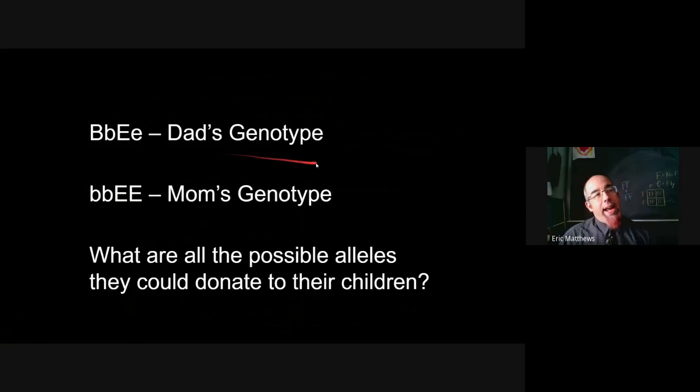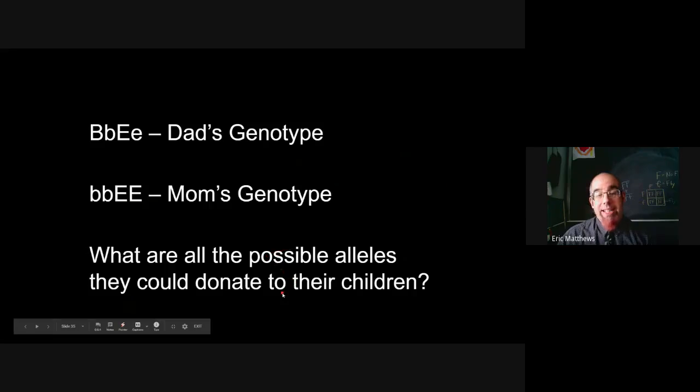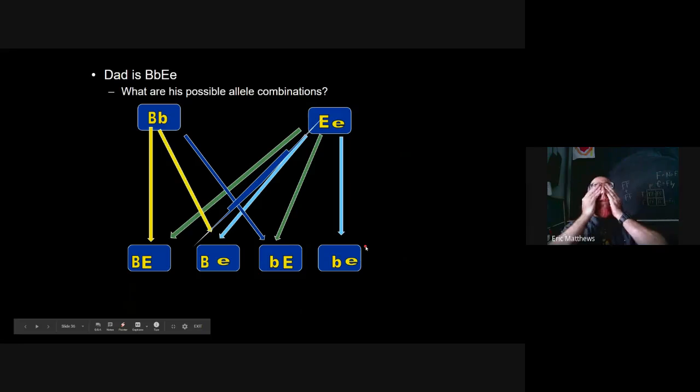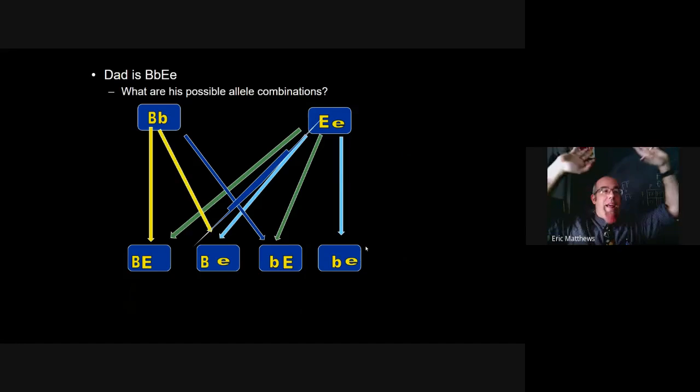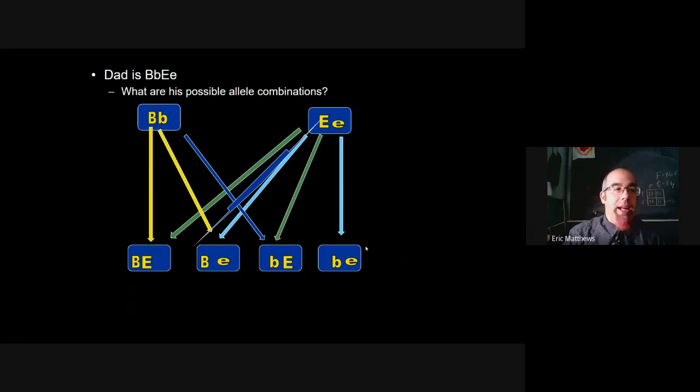When we take a look at dad's genotype and mom's genotype, we can see dad is heterozygous for both. We can see mom is homozygous recessive for hair, so she's blonde-haired, and homozygous dominant for eye color, so she has brown eyes. Now, what are all the possible alleles that their children could get? This gets way more complicated. First we have to take dad's alleles and separate them out, and then figure out every possible combination that we can possibly get.